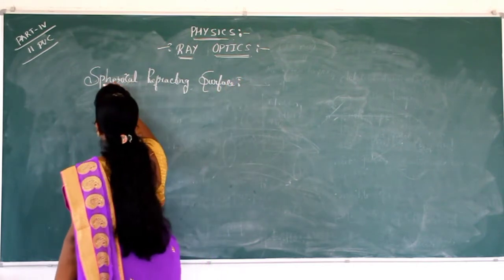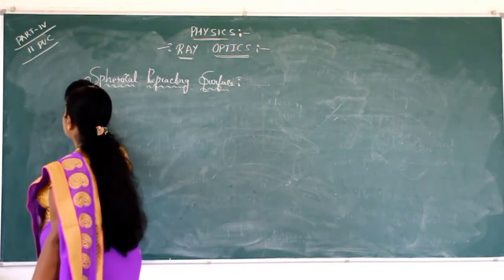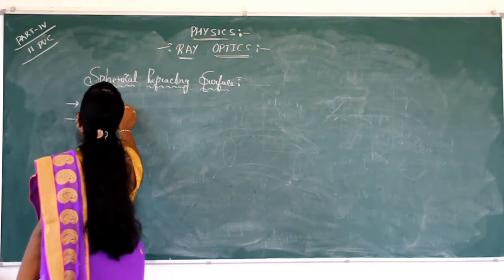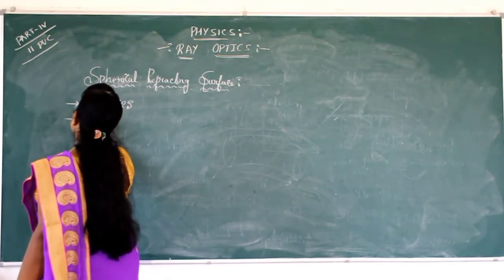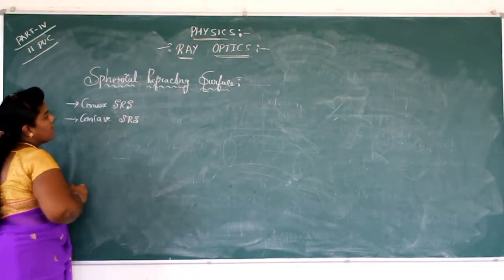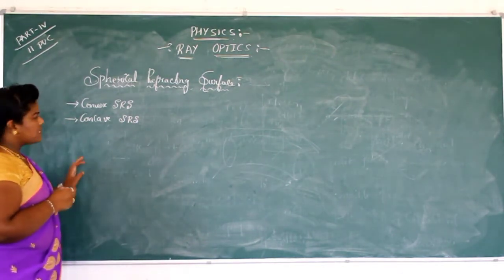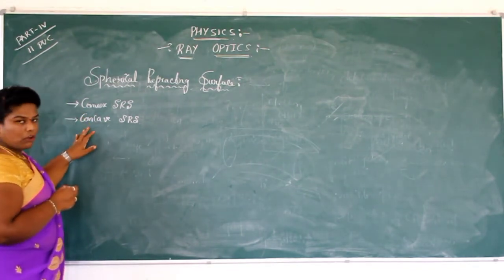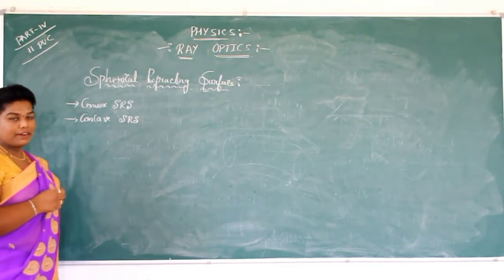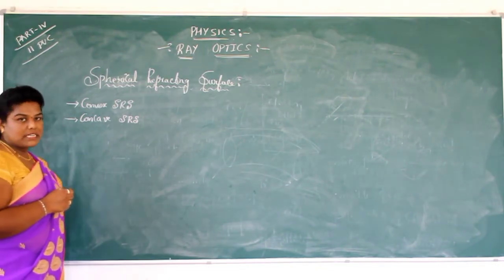When we come towards the spherical refracting surfaces, there are two different types. One is a convex spherical refracting surface, and another one is a concave spherical refracting surface. See, we have two types, convex and concave. Before going towards the discussion of convex and concave, and also the terminologies which come under the spherical refracting surface, let us define what a spherical refracting surface is.